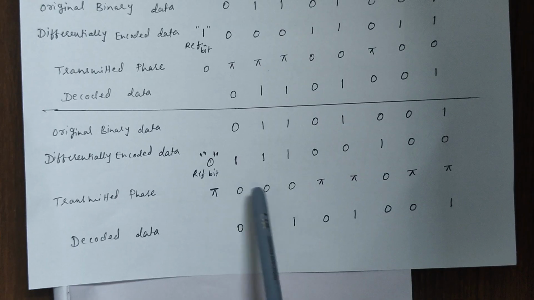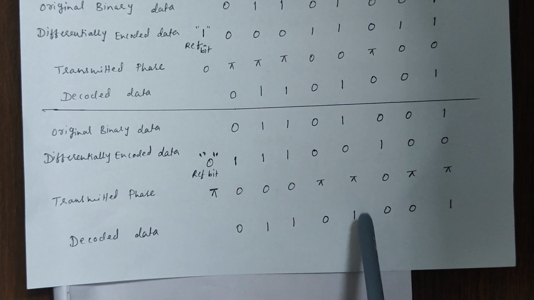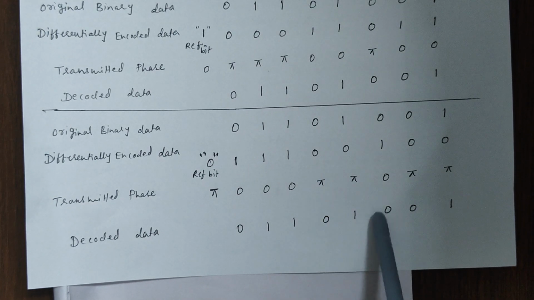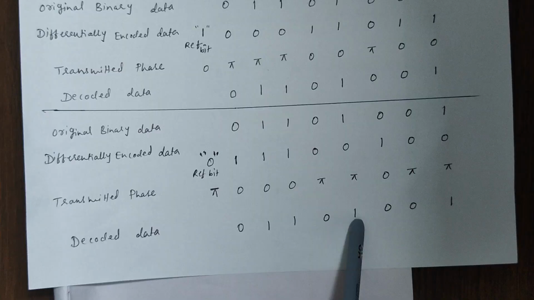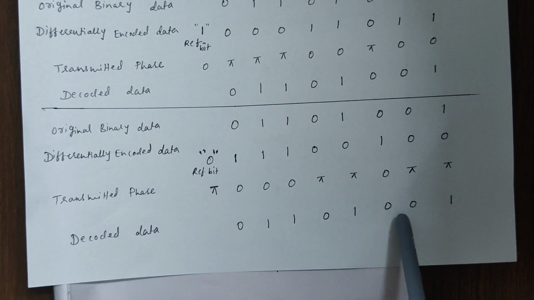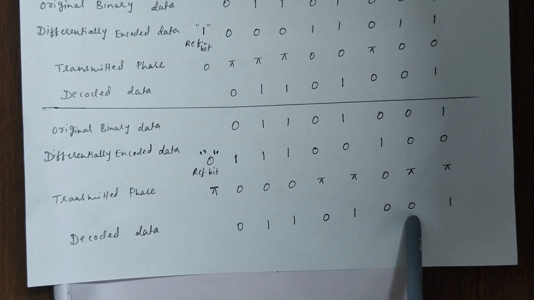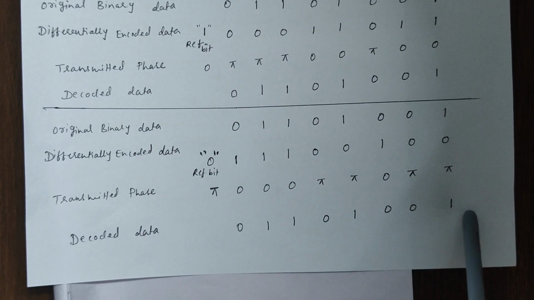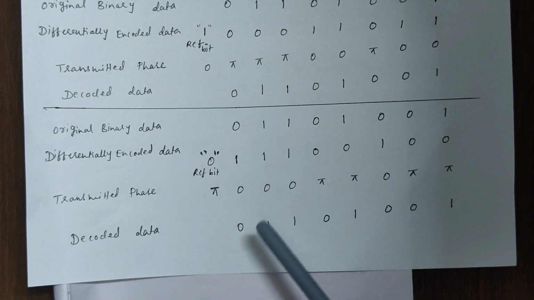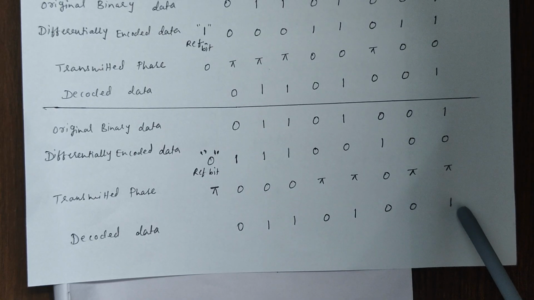0, 0, same phase, 1. Pi, 0, difference in phase, 0. Pi and pi, same phase, so it is bit 1. 0 and pi, difference in phase, decoded bit is 0. Difference in phase, decoded bit is 0. Same phase, decoded bit is 1. When you compare the original binary data with the decoded data, it is the same. You can check.